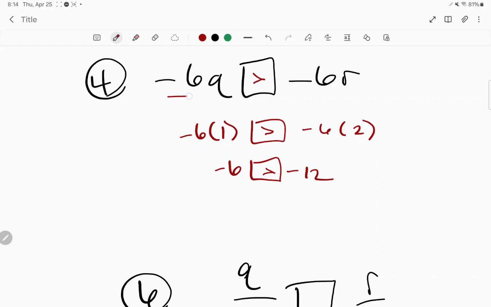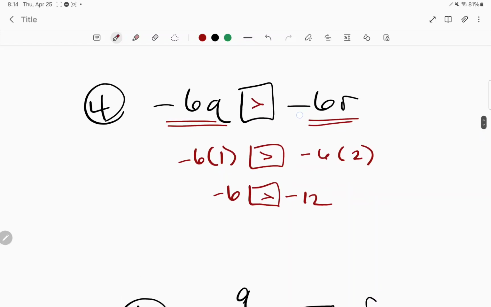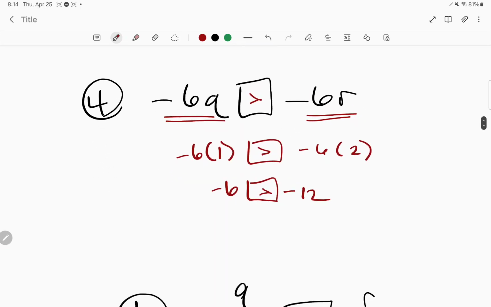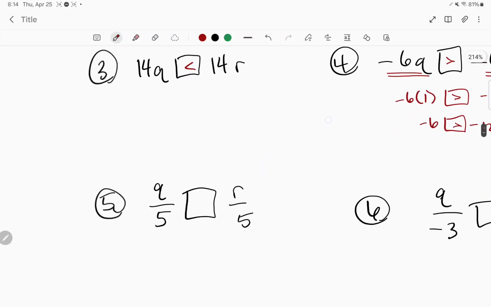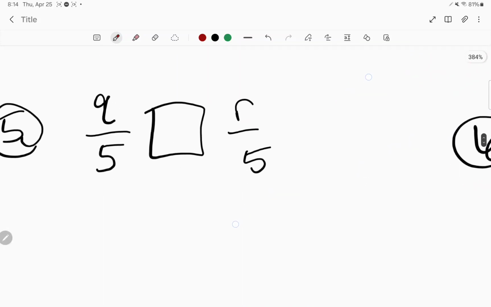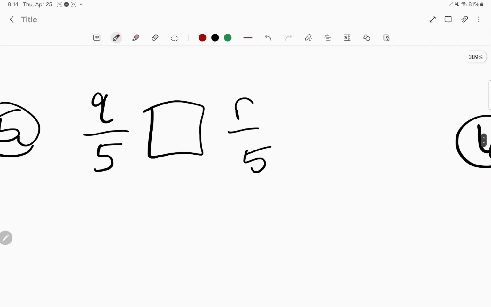So when we multiply both sides by a negative, that flips your inequality. Because originally, remember, the left side was less than the right side. Q is less than R. If we look at 5, we're dividing both sides by 5. And we're not multiplying or dividing by a negative. So that should keep it so that it's a greater than, but we can test it, right?